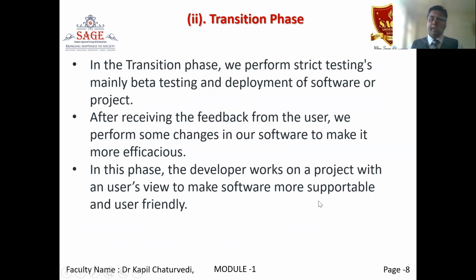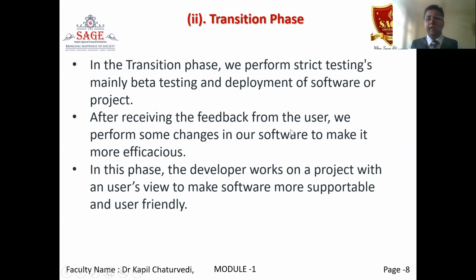And in the transition phase, we mainly focus on this point. In the transition phase, we perform strict testing, mainly beta testing, and deployment of the software or project. So the meaning of beta testing is that we are deploying our project on the client side, and we are continuously gathering views and reviews from the client side, and will make the appropriate changes as per the customer's need. So we are saying the same thing here.